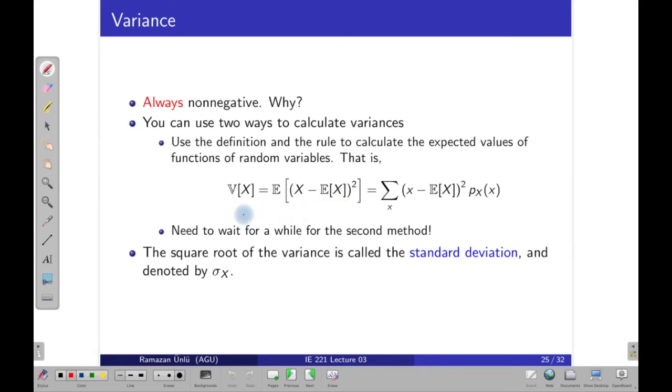So you can calculate the variance of a random variable in two different ways. Let's look at the first one, and we will visit the second one in the future. The variance of x is the expected value of (x minus the expected value of x) squared, and this is equal to the sum of (x minus expected value of x) squared times the corresponding probability for each x. The square root of the variance is called the standard deviation and is denoted by sigma. Sigma x means the standard deviation of the random variable x.